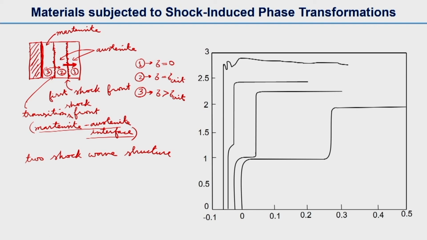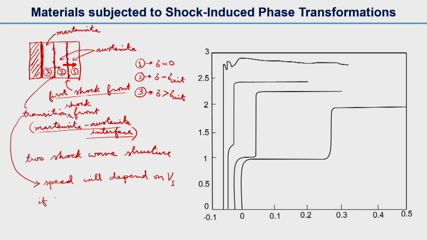Now, following the first or primary shock front, in case the velocity is very high, the speed of the transformation shock front, the transformation or transition shock front, you can take it as the same, will depend on the Vi, that impact interface velocity.